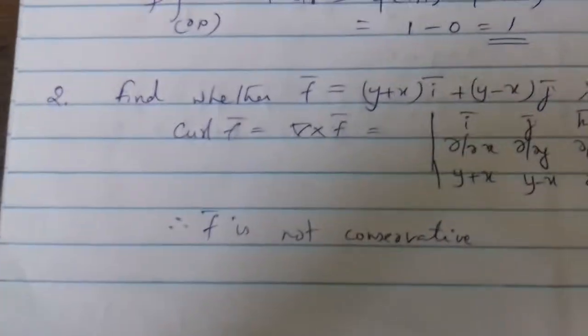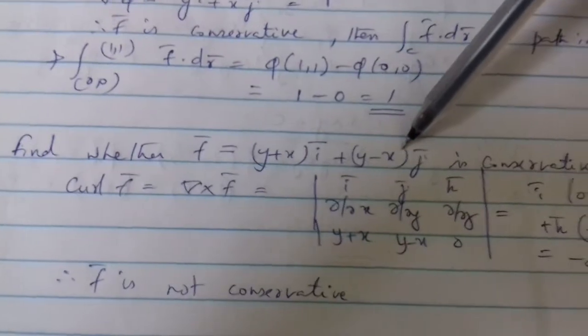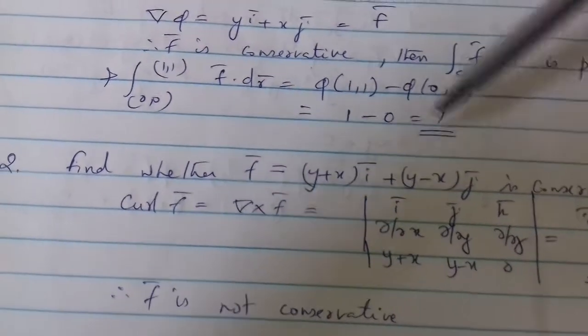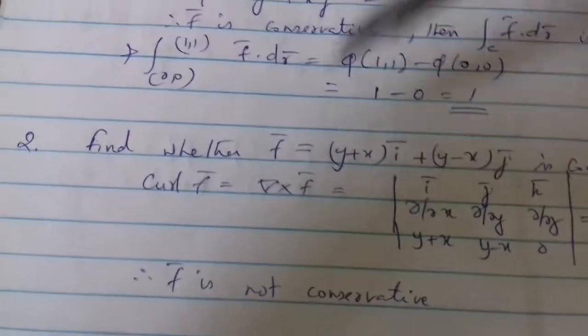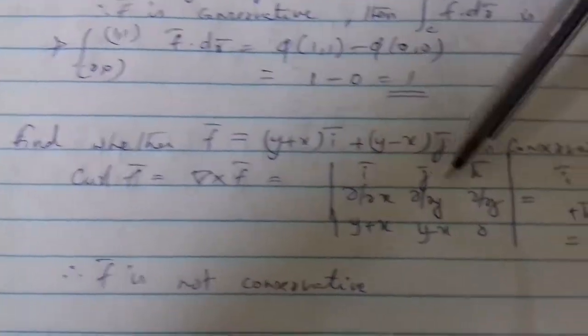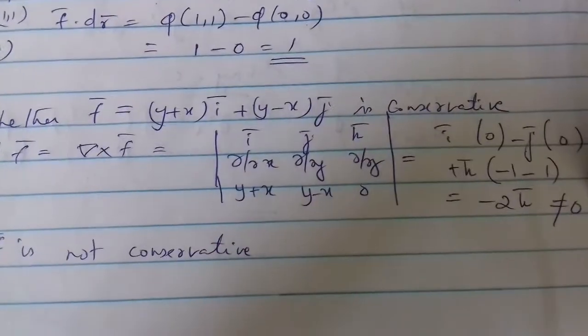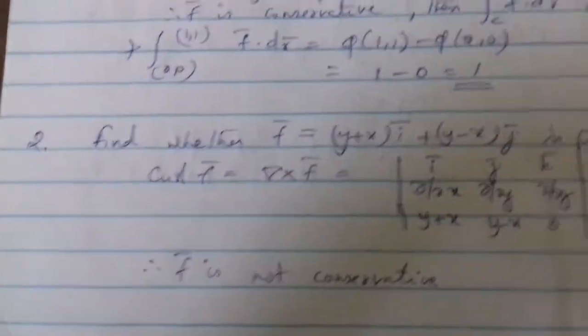Okay. Find whether F equal to (y plus x) i plus (y minus x) j is conservative. That is, to find curl F. If curl F is 0, it is conservative. If curl F is not equal to 0, it is not conservative. So curl F is del cross F, which we have computed. So we get minus 2k. It is not equal to 0, so it is not conservative. That's all. Okay. Next one.